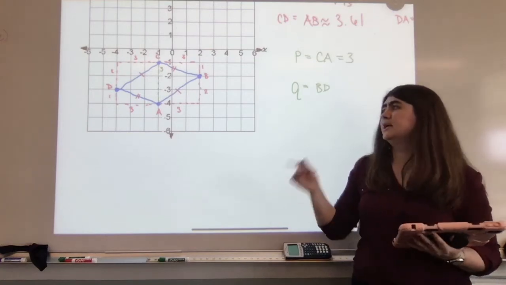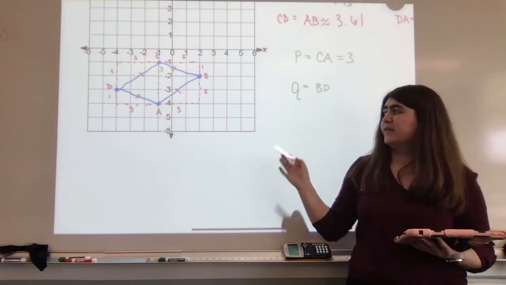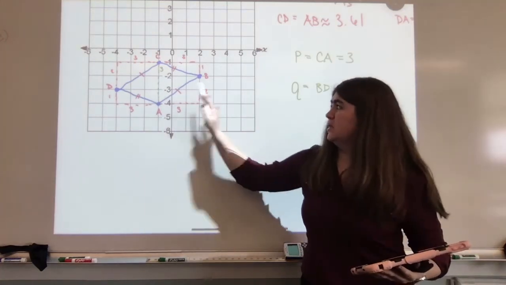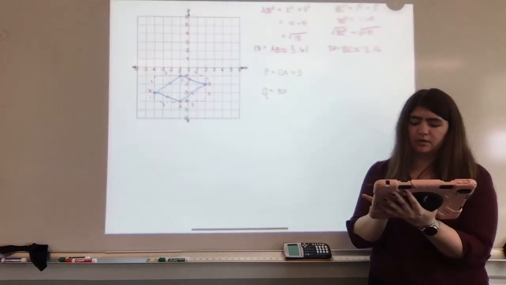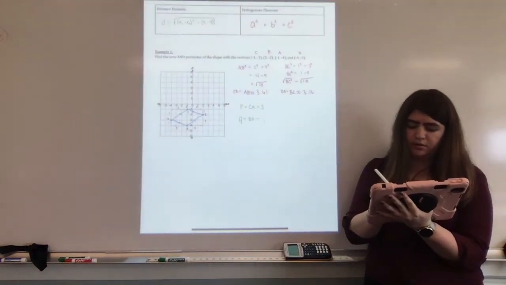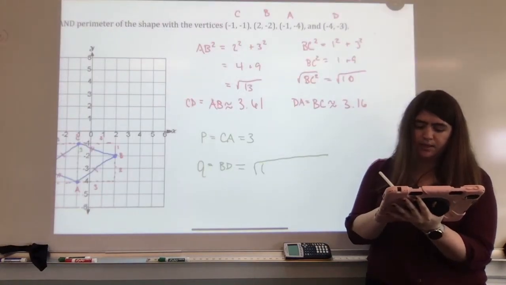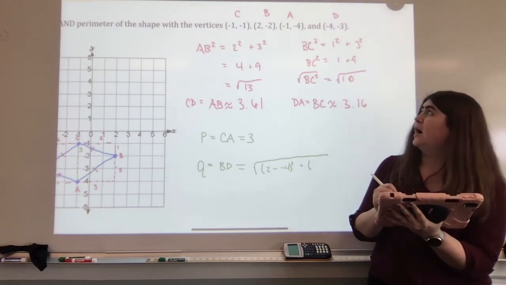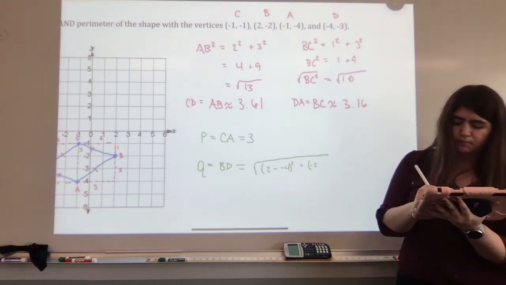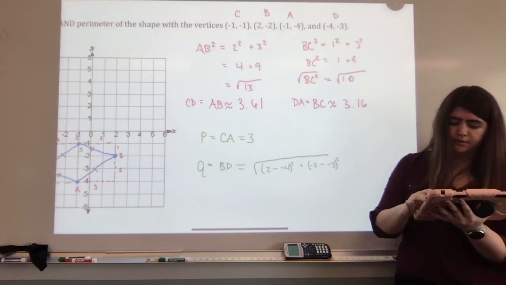To find BD, I'm going to have to use the distance formula because I don't have any other way of finding the distance between these 2 points in this given shape. So BD, for the distance formula, will equal the square root of, for my x's, my bx is 2 minus my dx, which is -4, squared, plus my by, which is -2, minus my dy, which is -3, also squared.